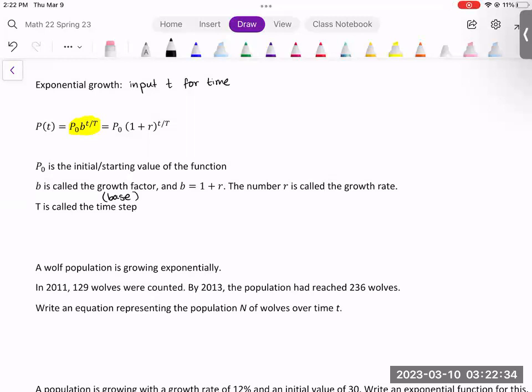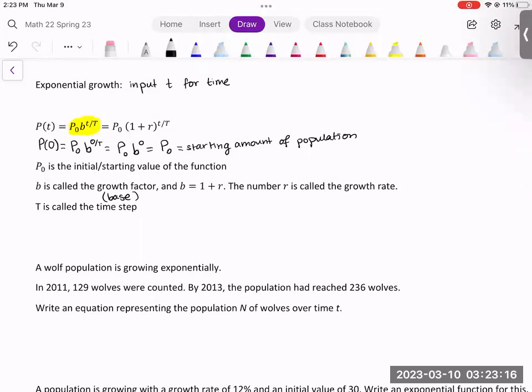If we take a look at this, P at 0 is going to be equal to P naught b to the 0 over capital T, or P naught b to the 0, which is the same thing as just P naught. So P naught is the symbol we use for our starting value. So this is the starting amount of our population. We also call this the initial amount.